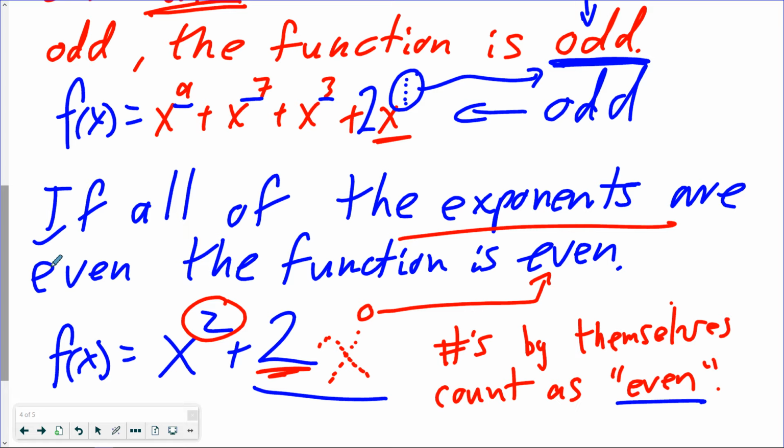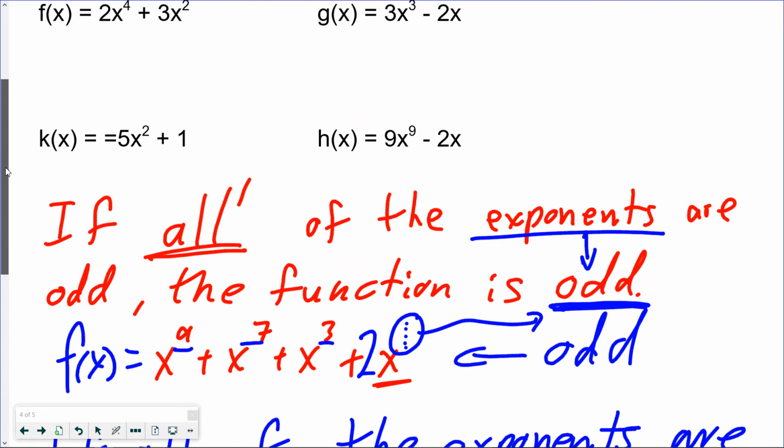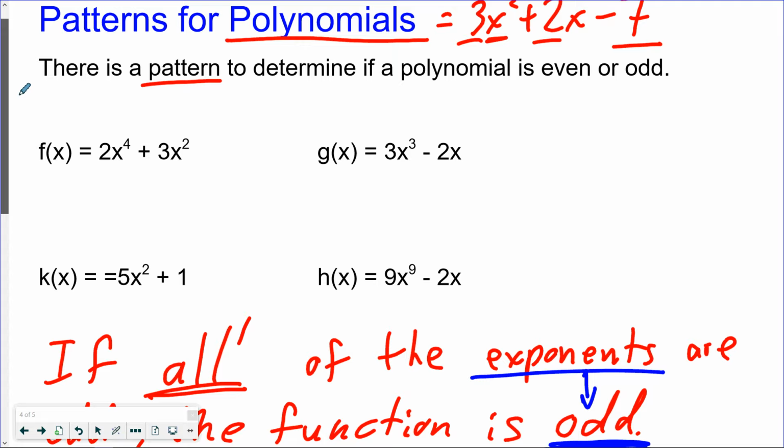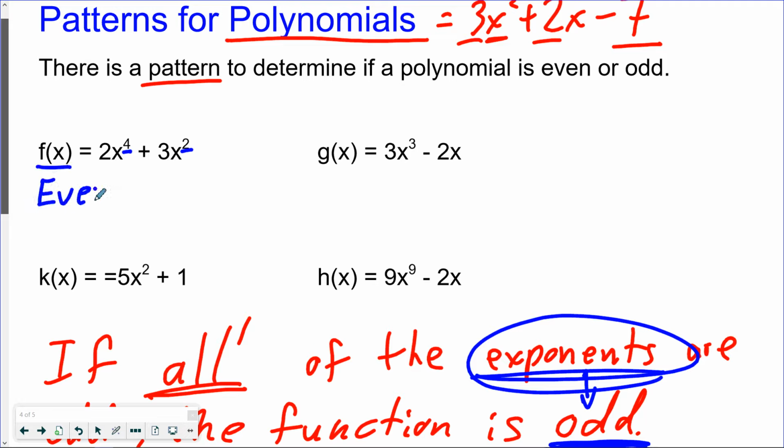So if I look here, we're going to look at, remember, just the exponents. So this is an exponent of 4. This is an exponent of 2. 2 and 4 are both even numbers. So without having to plug anything in or look at any graphs, I can tell that f of x here is even. Okay. If I come over here to g of x, we have an exponent of 3. I don't have an exponent on this x, so we know it's the invisible 1. 1 and 3 are both odd numbers, so this would be an odd function.